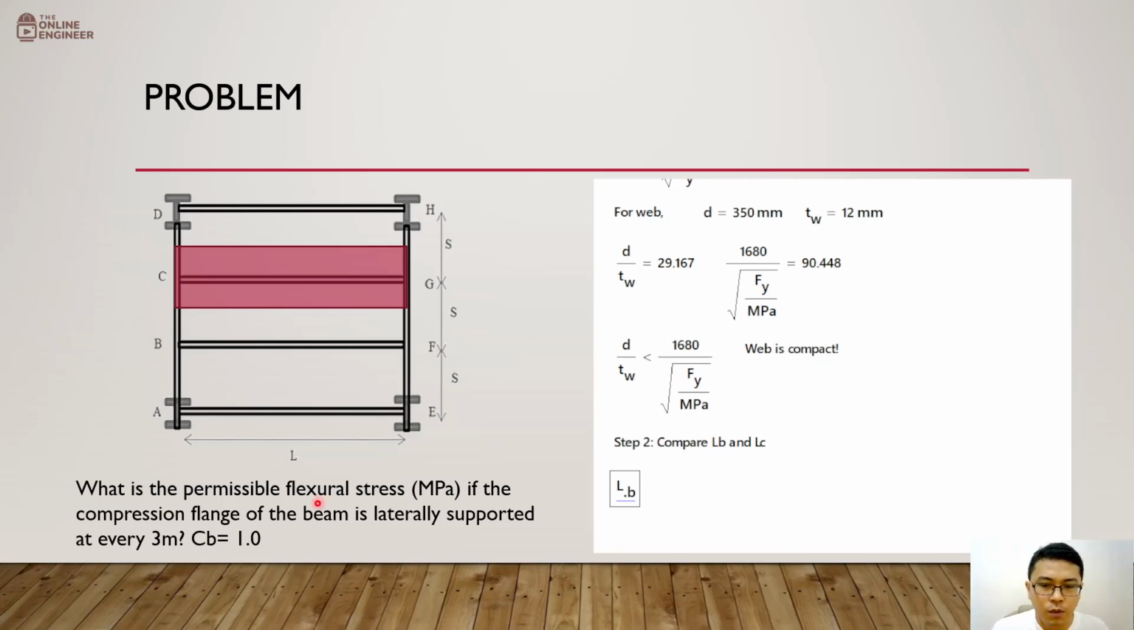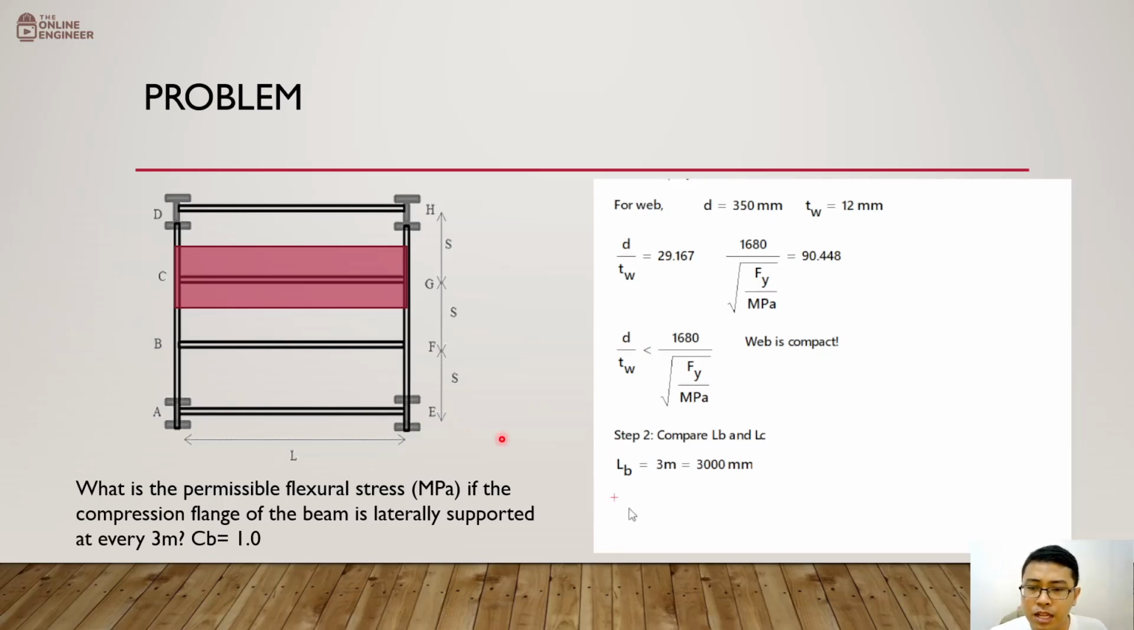So according to the question, it says here that the compression flange of the beam is laterally supported at every 3 meters. This tells us what we are going to consider for our LB. It says that it's laterally supported at 3 meters. Therefore, our LB is 3 meters. All right? And of course, that's 3,000 mm. So that would be for our LB.